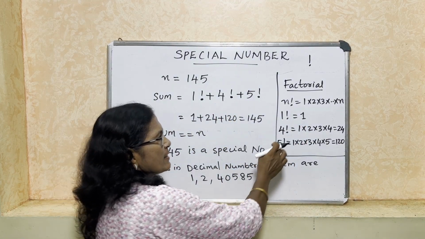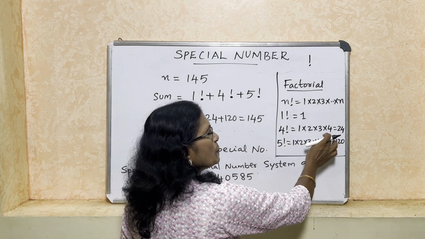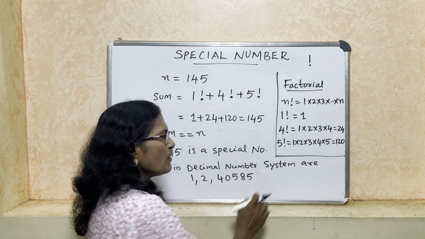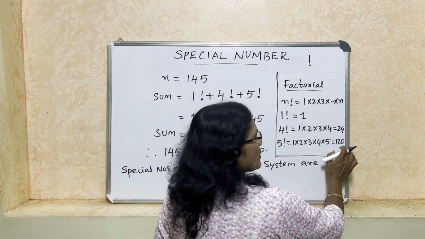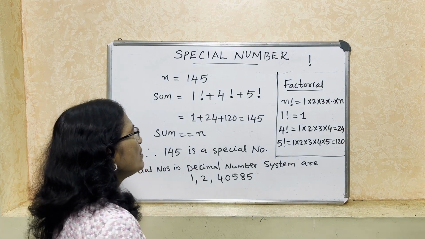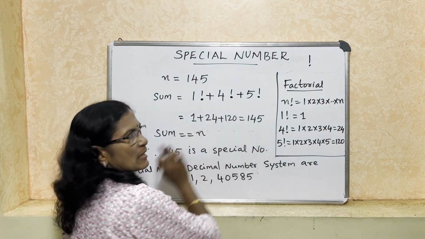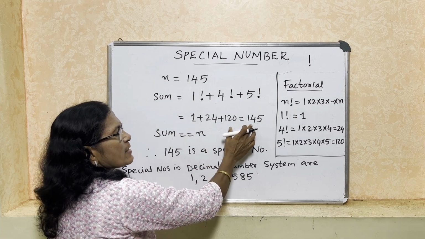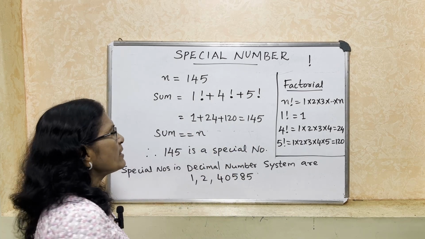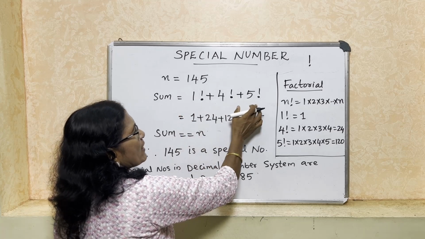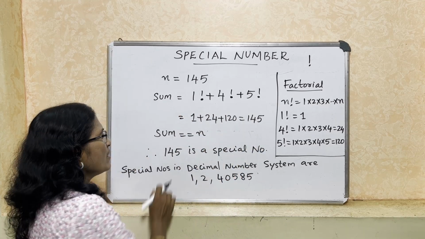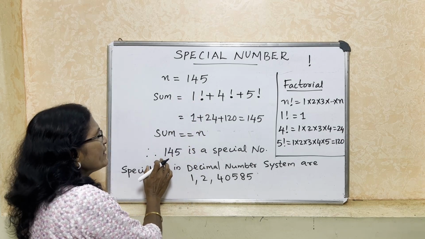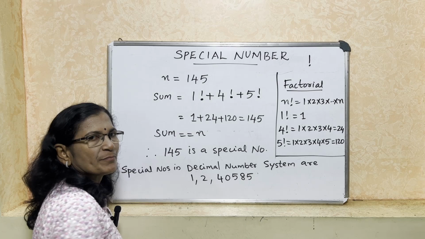4 factorial is the product of all the numbers from 1 to 4, which is equal to 24. And 5 factorial is the product of all the numbers from 1 to 5, which is equal to 120. Now when we add all these calculated factorials, 1 plus 24 plus 120 is equal to 145. So the sum of each digit's factorial is equal to the original number. Sum is equal to the input number n. So we can say that 145 is a special number.